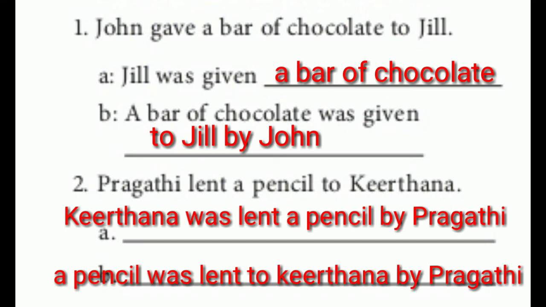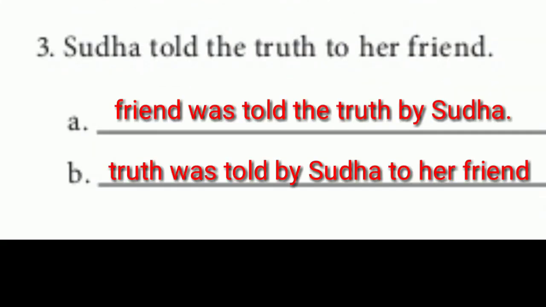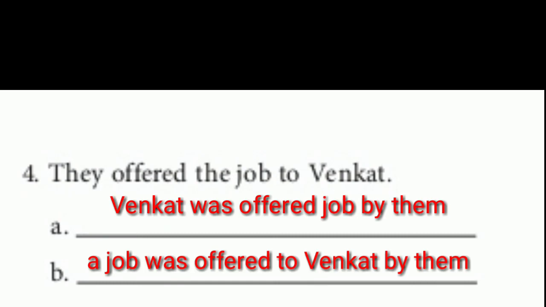Second one, Pragati lent a pencil to Kirtana, and you can write Kirtana was lent a pencil by Pragati, or a pencil was lent to Kirtana by Pragati. Third one, Sudha told the truth to her friend. You can write, friend was told the truth by Sudha, or truth was told by Sudha to her friend. Next one, they offered the job to Venkat. You can write, Venkat was offered a job by them, or a job was offered to Venkat by them.